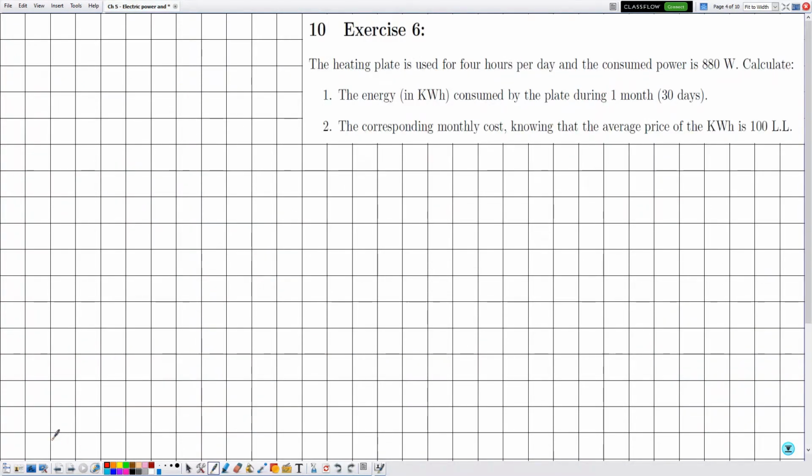Now in exercise number 6, they are telling me the heating plate is used for 4 hours per day, so T is equal to 4 hours.